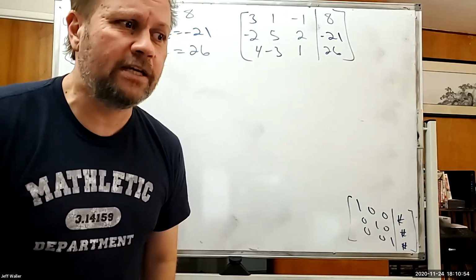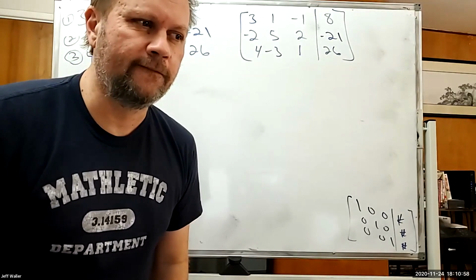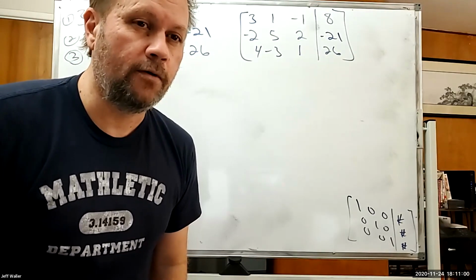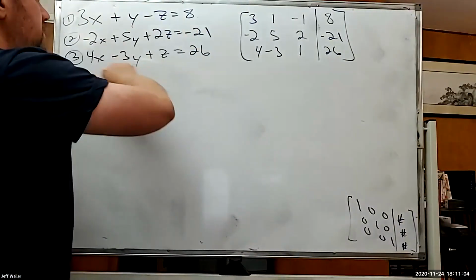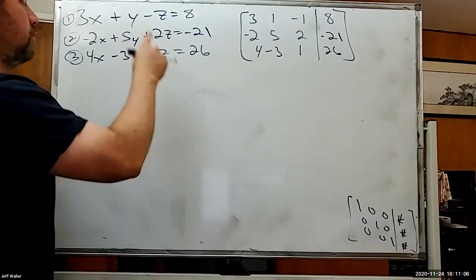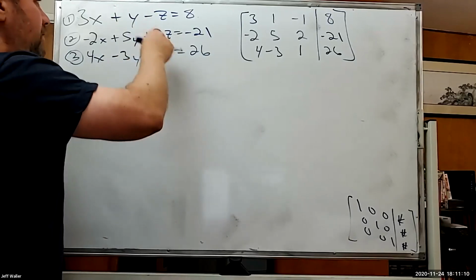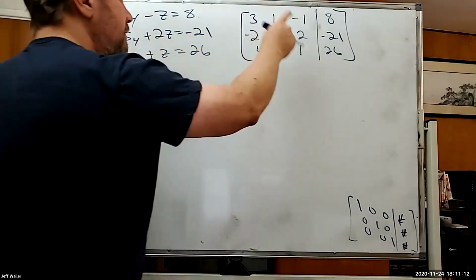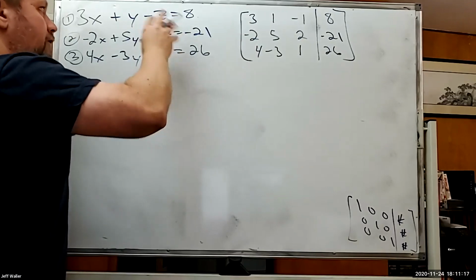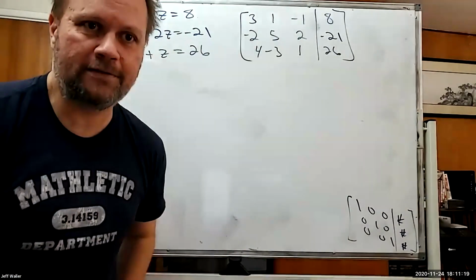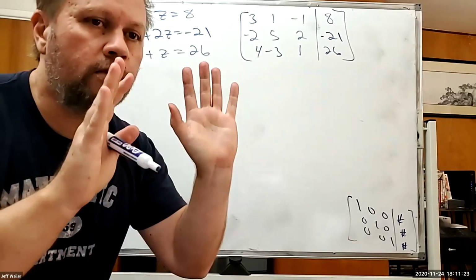Anybody? Why is a 0 the most important thing? What is the motivation for how to solve a system of equations? What am I trying to do? Eliminate variables. Yeah, I want to kill these variables. So if I get a 0 in the matrix, it's equivalent to killing that variable in that equation. You guys with me?